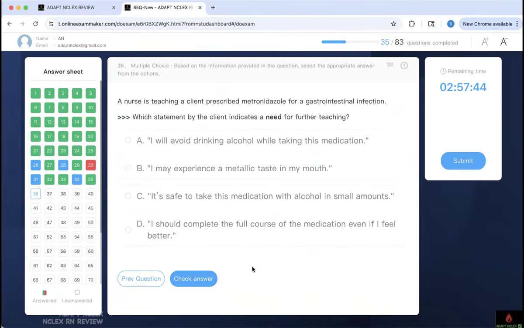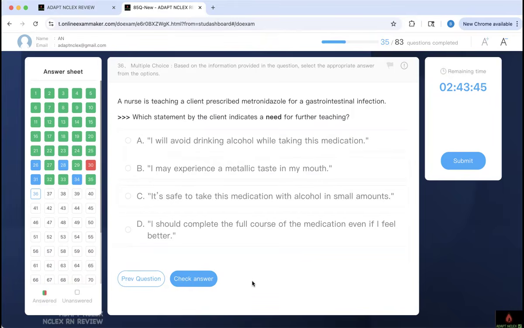The nurse is teaching a client prescribed metronidazole for a gastrointestinal infection. Which statement by the client indicates a need for further teaching? To avoid drinking alcohol while taking this medication. I may experience a metallic taste in my mouth. It's safe to take this medication with alcohol in small amounts. I should complete the full course of the medication even if I feel better.